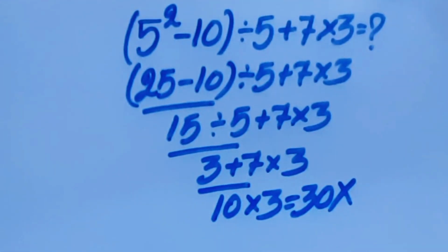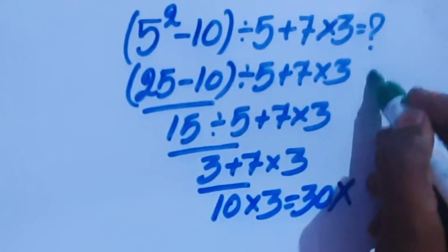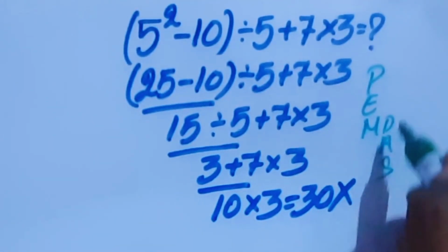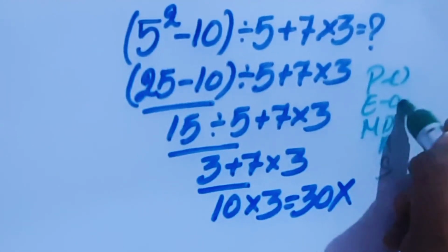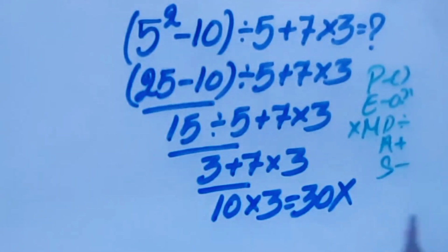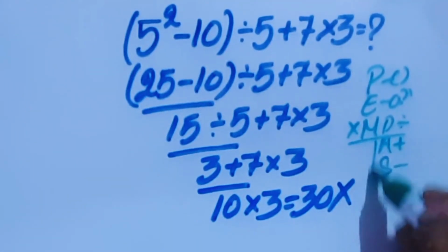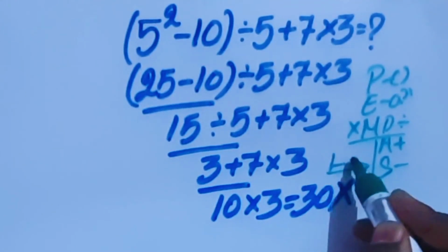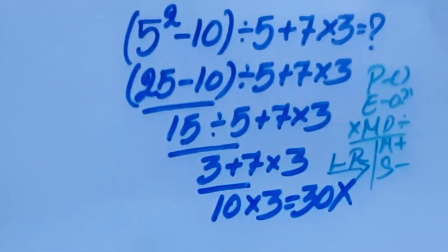As per this order of operation, this 30 is the wrong answer. Here we are going to introduce this PEMDAS rule from order of operation. This is a bracket, higher priority. This is exponent. M stands for multiplication, D stands for division, A stands for addition, A stands for subtraction. Here multiplication and division are equal priority. Also this addition and subtraction are equal priority.